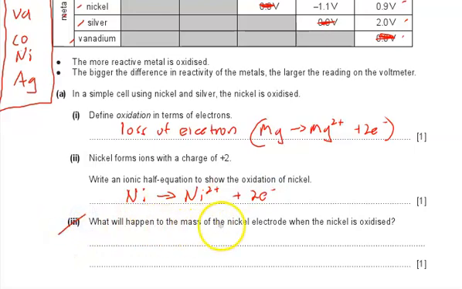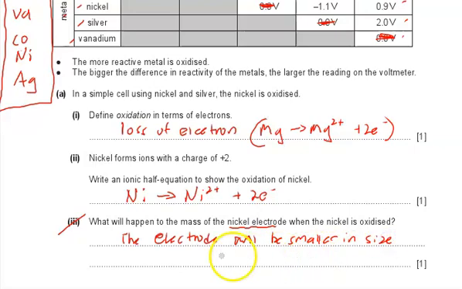What will happen to the mass of the nickel electrode when nickel is oxidized? So it will get smaller. The electrode will be smaller in size, or you can also say lower mass. Okay, lower mass. Now we move on with the next question.